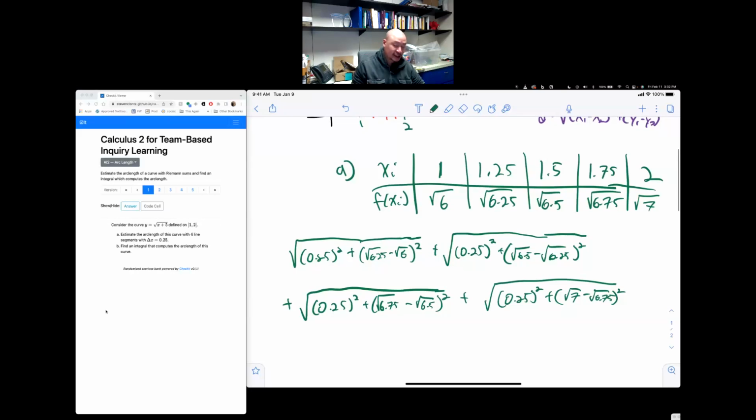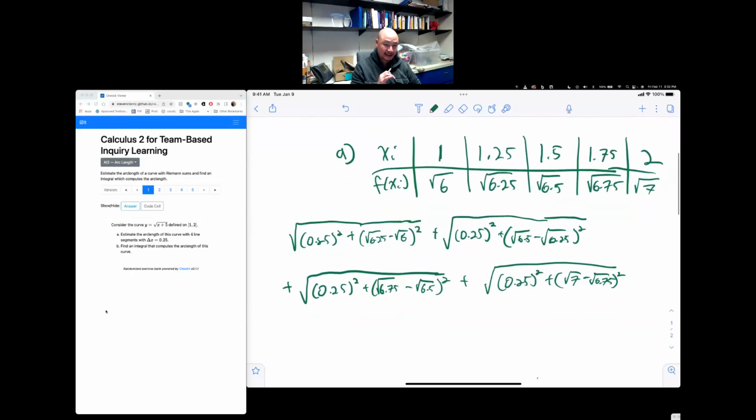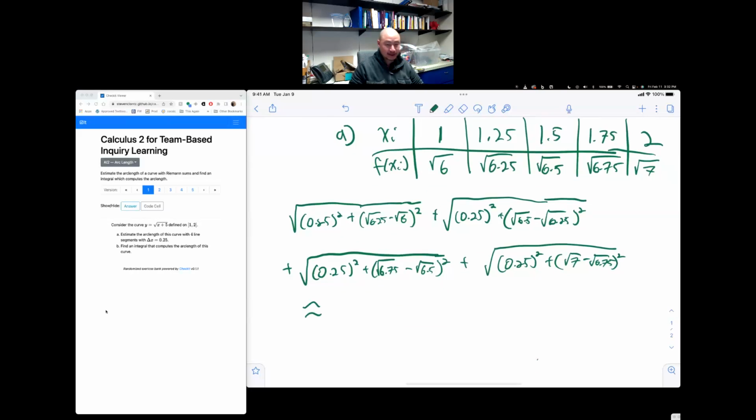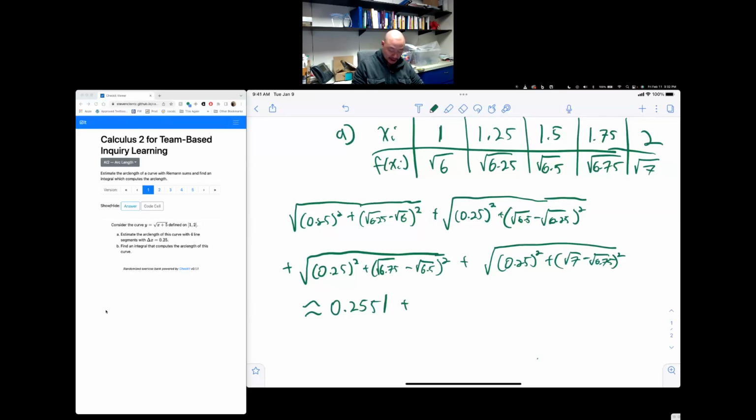By using our favorite technology to compute these values, we can get an estimate for this length. The first line segment is about 0.2551 units long. The second line segment is about 0.2549 units long. The third line segment is about 0.2547 units long. And the fourth line segment is about 0.2545 units long, which gives me an estimated length of 1.0192.